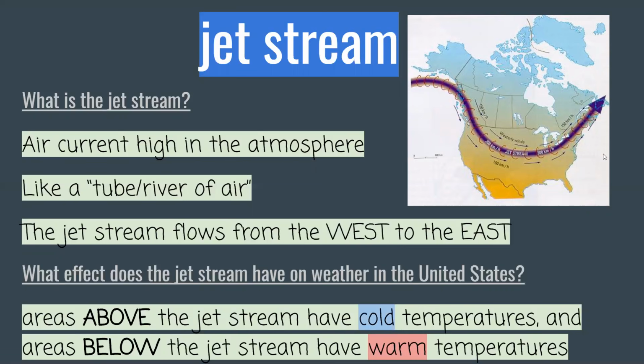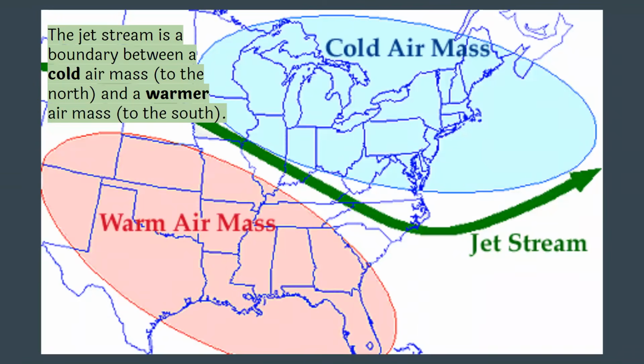So you can think of the jet stream as like a little bowl that holds the cold air. And the further it moves down, the further it brings the cold air. So a jet stream is a boundary between a cold air mass and a warm air mass. The cold air mass is to the north, the warm air mass is to the south. And again, which way the jet stream moves will depend on the temperatures.